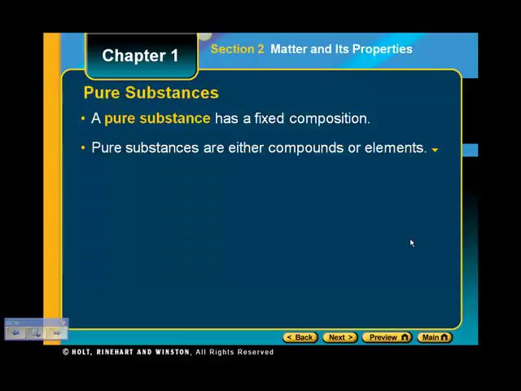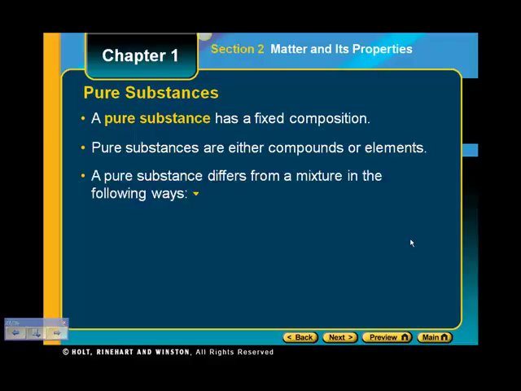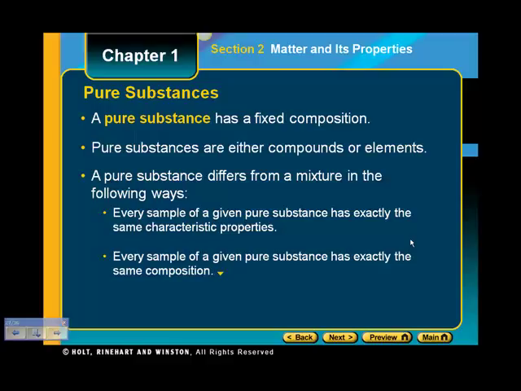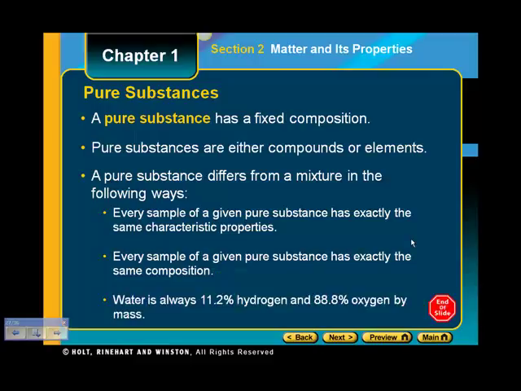Pure substances have a fixed composition. It won't change, okay? Pure substances differ from a mixture in that every single sample of a pure substance will have the same characteristic properties. And every sample of a pure substance has exactly the same composition. Okay? For instance, water is always 11.2% hydrogen and 88.8% oxygen. That never changes with water.